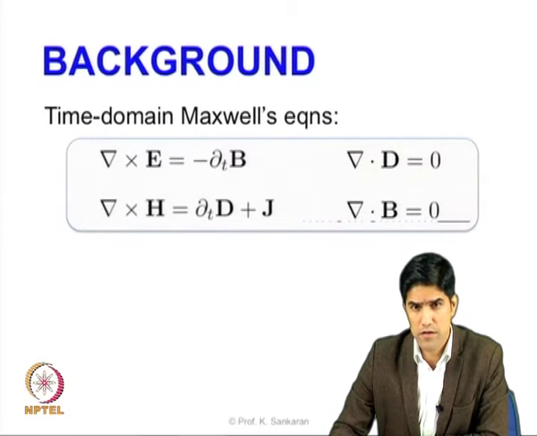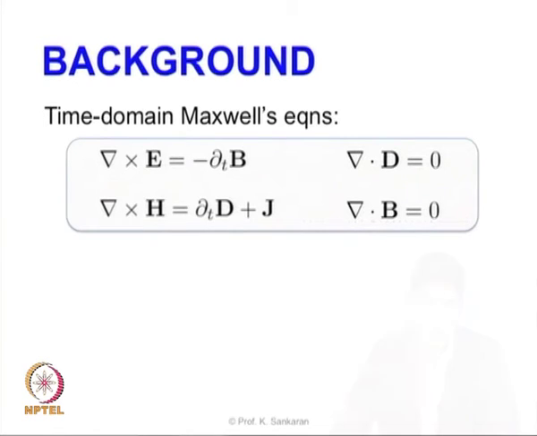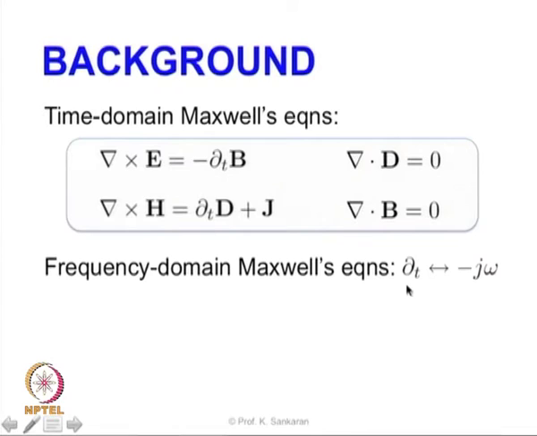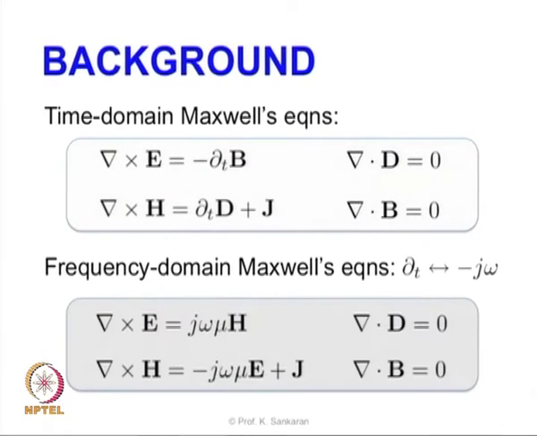For now, it's good to know that we are going to model the basic problem of Maxwell's equations using the frequency domain approach. So for that, we have to go through the transformation where the frequency domain terms can be obtained by having the partial derivative with respect to time represented as minus j omega, where omega is the angular frequency 2 pi f. And the corresponding Maxwell equations in frequency domain will be represented by these four equations.